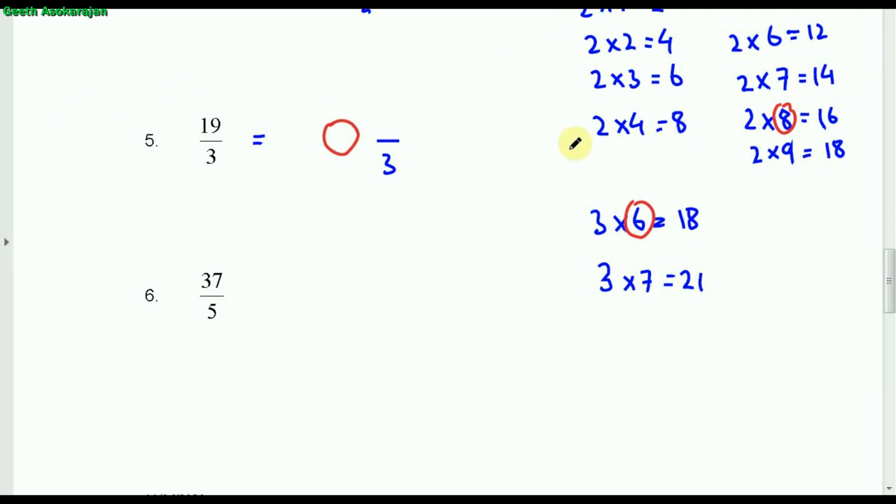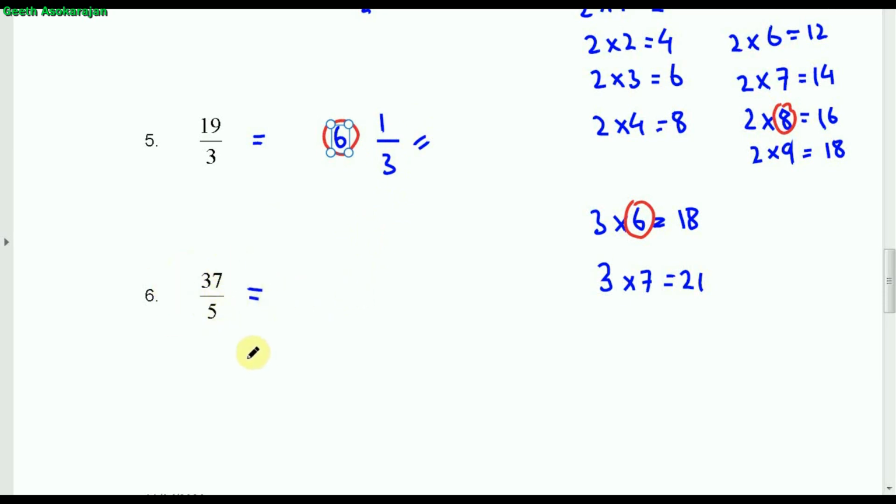So let me revert to my favourite colour, blue. So 6 goes there. And since 3 times 6 is 18, the difference between 18 and 19 is 1. Or if you count from 18 to 19, you still get 1. So this means that 19 over 3 is equivalent to 6 1/3. And you're done. Let's have a go at number 6.